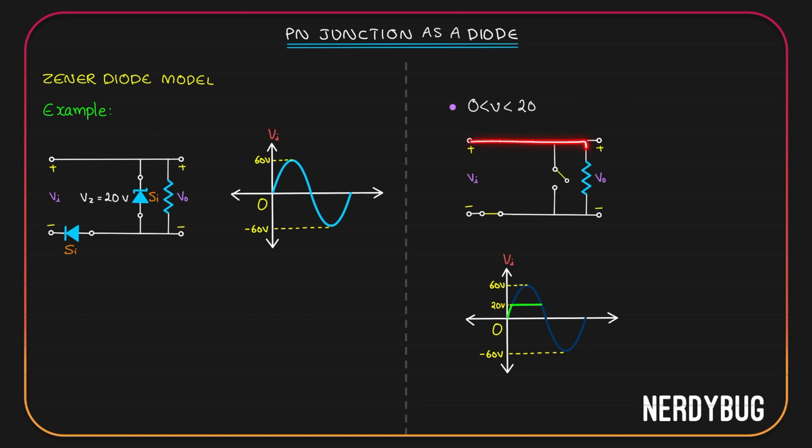Here again the input is directly applied across the resistor and we are taking the output across the same resistor. So the output is going to be exactly the same as the input. Let us plot it on the graph.